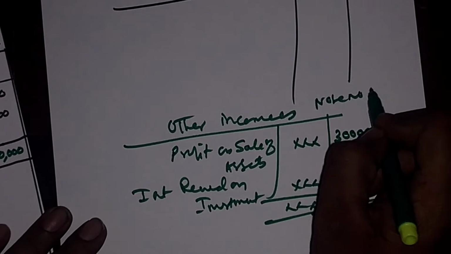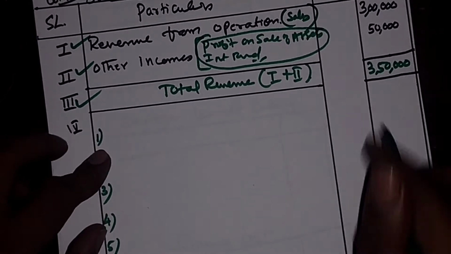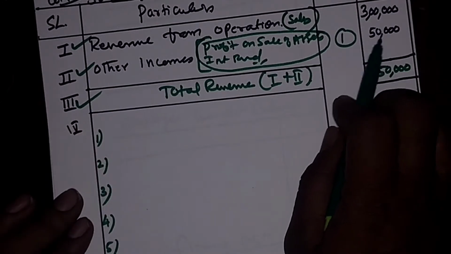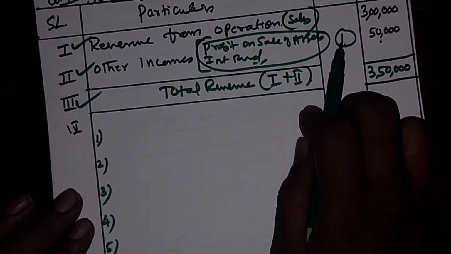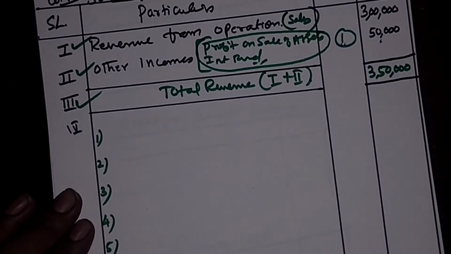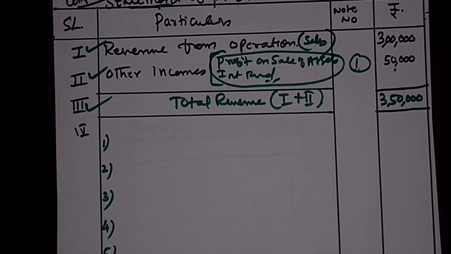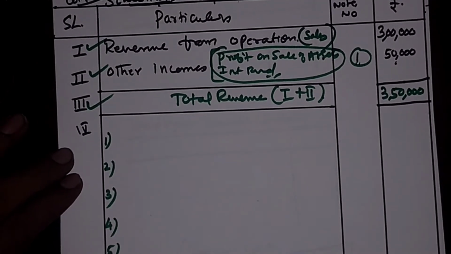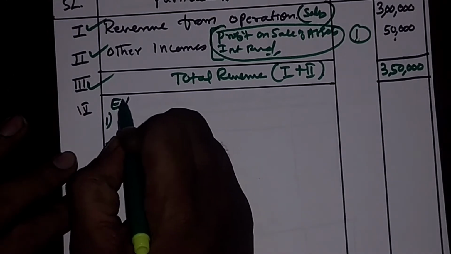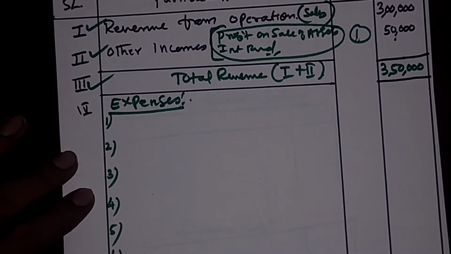If I give the note number 1, in this note number 1, I will mark it here. How has this 50,000 arrived? This 50,000 has arrived because of some calculations which have been made in note number 1, which I have given after this income statement. This is the concept, you must know that. Now coming to the next heading, which is going to be expenses. Now all incomes are over. Coming to the next one, the expenses.